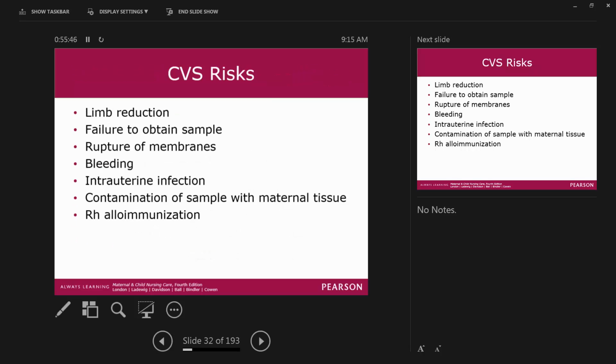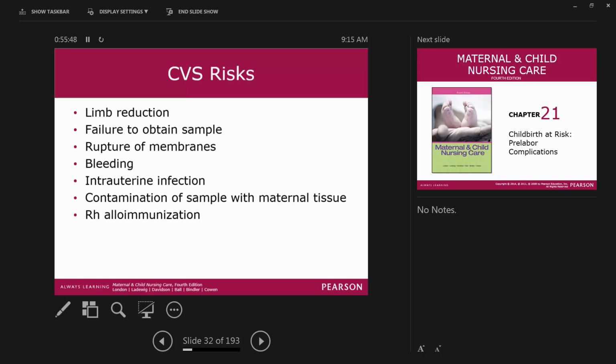There's a little more risk with the villus sampling, and I hate this, limb reduction. That's baby's limbs. That's the fetus. Okay, reduction. Why do they do this test? To check for genetic disorders. And there's some trisomy disorders that are really awful. Like Down syndrome is bad, but these people can live productive lives, okay?